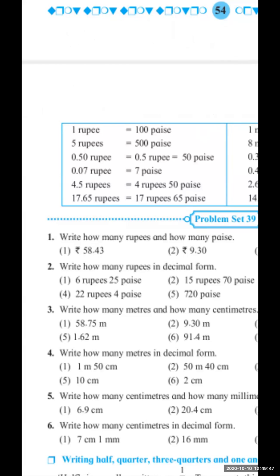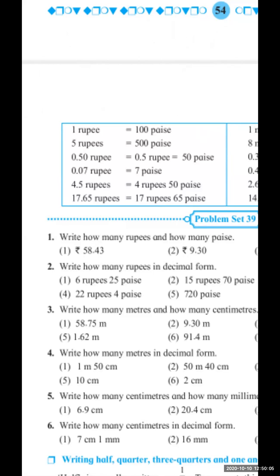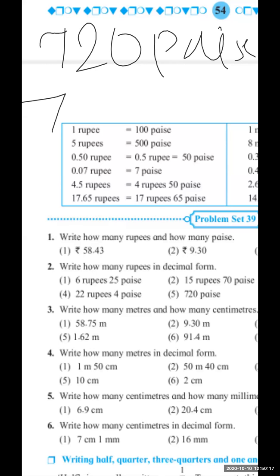Okay. Next is 720 paise. Now here 720 paise are there. तो इसमें 700 plus 20 है. 700 paise equals 7 rupees. Correct, no? 700 paise equals 7 rupees. समझ में आ रहा है ना आपको? So 720 paise means 7 rupees plus 20 paise.